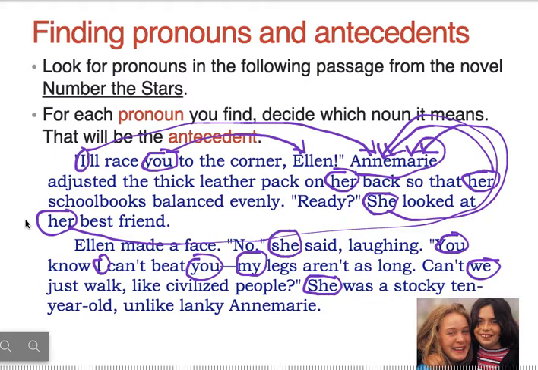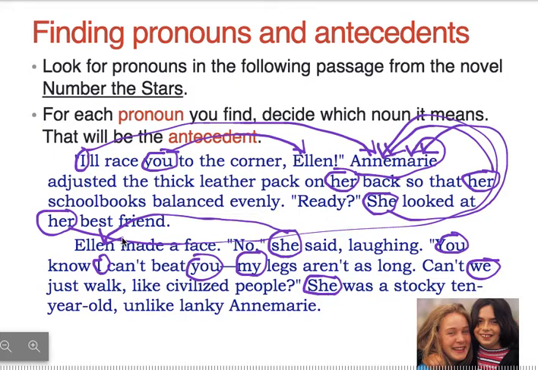So let's look at the second paragraph. Ellen made a face. No, she said, laughing. Well, Ellen is the one speaking here. Ellen's the one making a face. She's responding to Anne-Marie. So that means that Ellen is the antecedent for she.